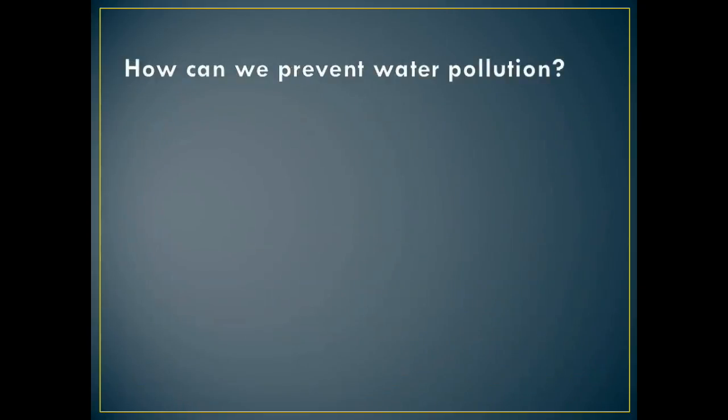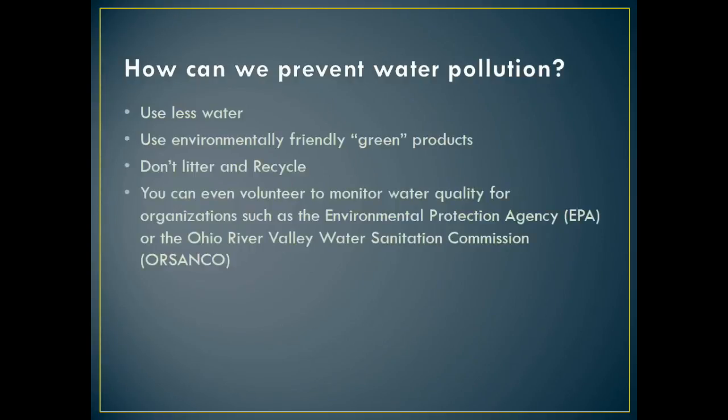It's important to work towards preventing water pollution and the problems associated with the pollution. Using less water, using environmentally friendly products, recycling, and not littering will help prevent water pollution. You can also volunteer your time with organizations such as the Environmental Protection Agency or a more local organization such as the Ohio River Valley Water Sanitation Commission or your local watershed group to help monitor water quality.